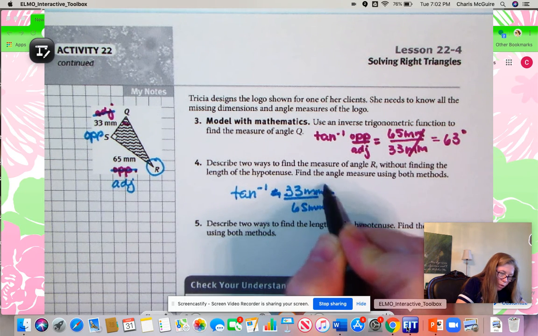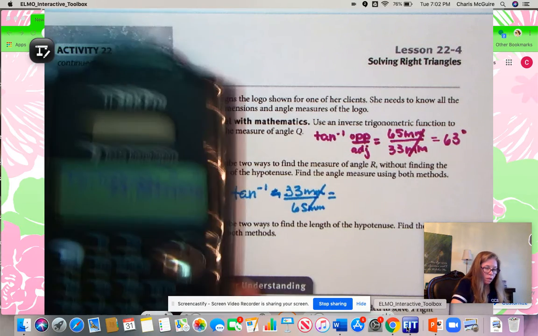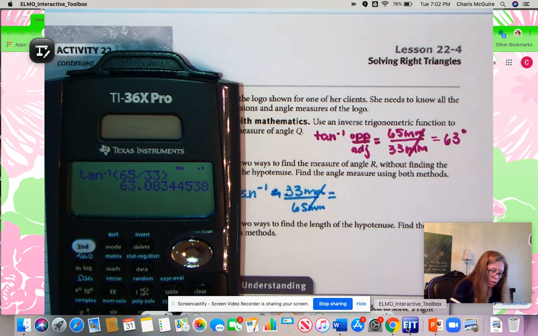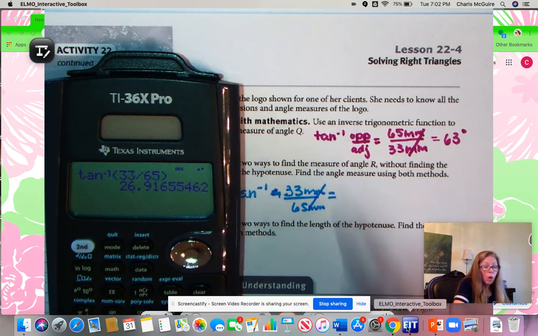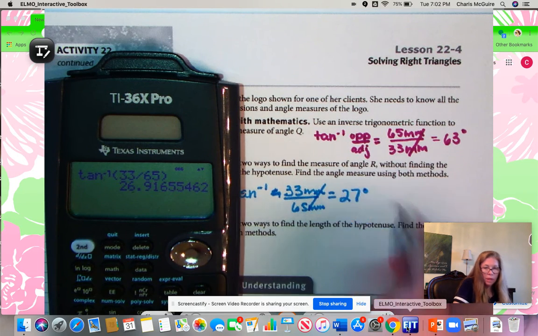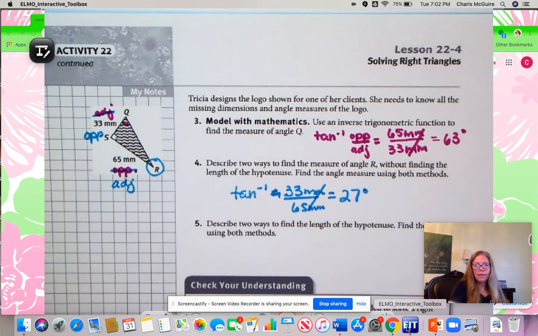And the millimeters will cancel. So we're going to do inverse tangent of 33 divided by 65. All right, and look at that, 26.9, which rounds up to 27. We already knew that because we know 90 minus 63 gives you 27. So 2 different ways that you have to work with that. We just wanted to practice our trig function.